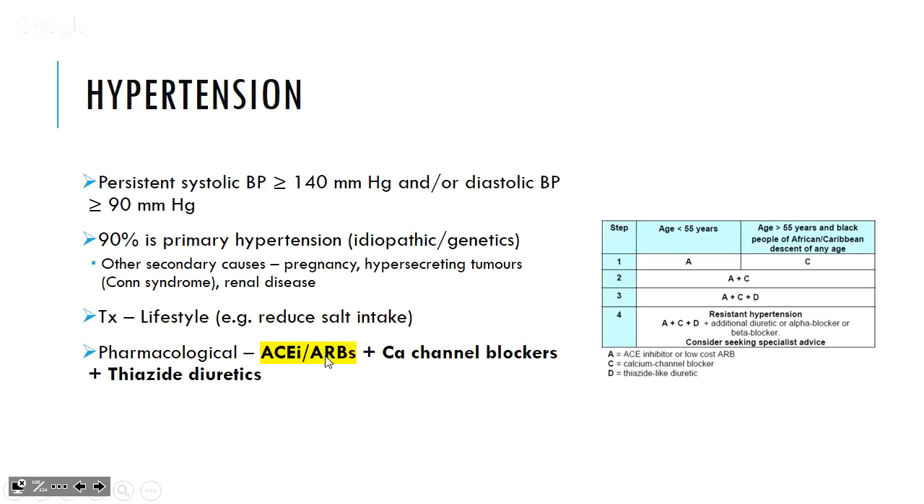For pharmacological treatment, every time there's a question about which drug you would give for hypertension, 95% of the time it's ACE inhibitors. Unless they say that the person doesn't tolerate dry cough, then it'll be ARBs or a calcium channel blocker. So it's usually ACE though.